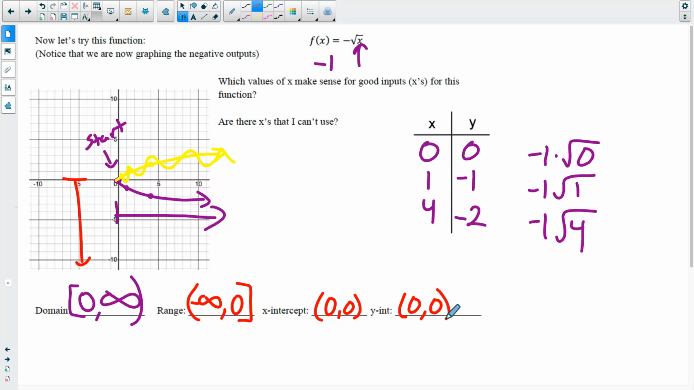Questions? Again, this is the same thing as your mother function, just flipped. Look at your next page. So it's flip on over to there.